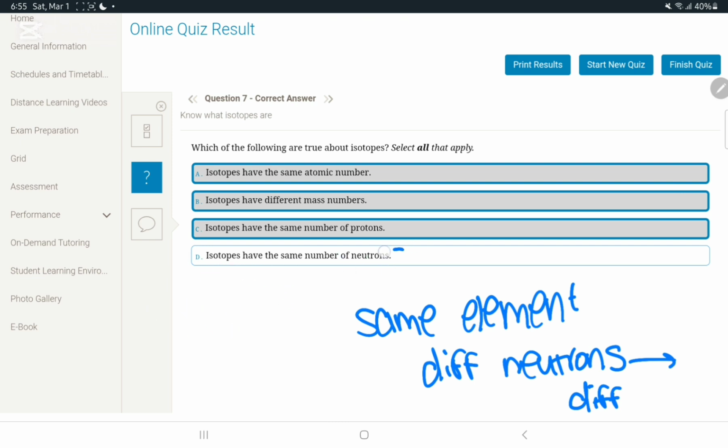Same number of neutrons? No, neutrons will change. Same number of protons is true. They will have the same atomic number, the same protons. Different mass number is true, and same atomic number. If they have the same protons, that means they have the same atomic number. These are the same thing. And different mass number is true.